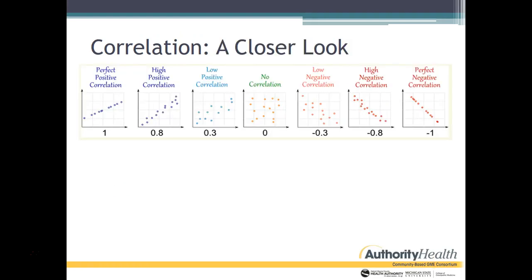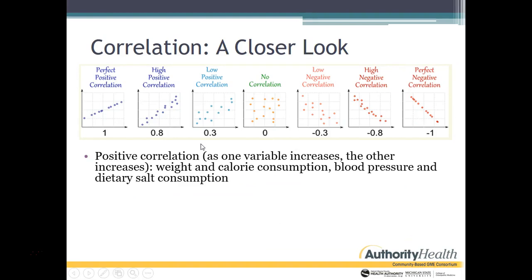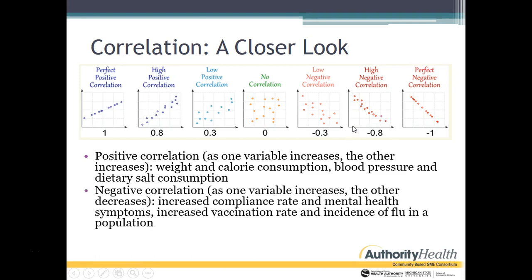So let's take a little bit closer look here at our correlation. Just some examples of positive correlation, which basically means as one variable increases, the other also increases. And then you would see the slope like this. Things like that could be, for example, weight and calorie consumption, blood pressure and dietary salt consumption, etc. Now we look at the negative correlations, and we see as one variable increases, the other decreases. Two examples I thought of were increased compliance rate with care and mental health symptoms, and then increased vaccination rate and incidence of flu in a population. So obviously, as the vaccination rate increases, the incidence of flu decreases.